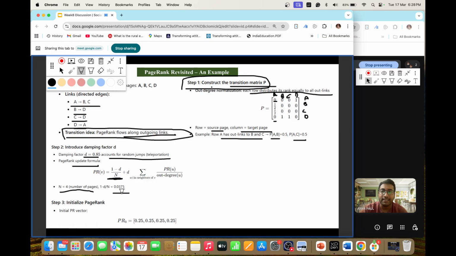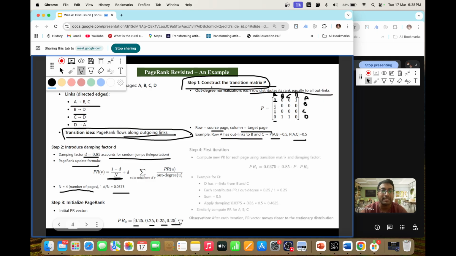Now initialize the page rank. How are we initializing at the first step? If 1 is the total, then we give equal shares to pages A, B, C and D. That is why A gets 0.25, B gets 0.25, C gets 0.25 and D gets 0.25. This is our step 3.